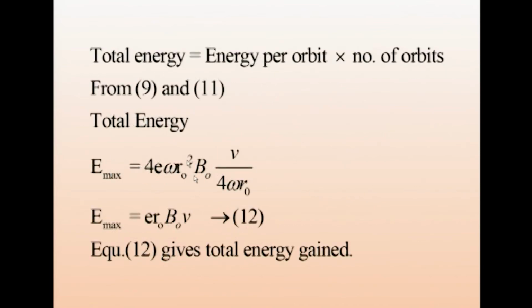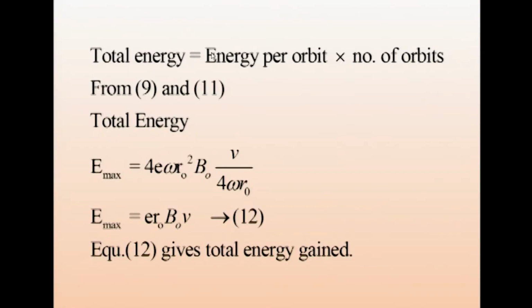So, what is the total energy gained by this electron? Because betatron is basically a particle accelerator, we want to know the total energy gained. So, the total energy gained will be energy in one orbit into number of orbits. That is simple arithmetic. So, equation 9 gives energy per orbit, equation 11 gives the number of orbits. So, we are writing 9 into 11.